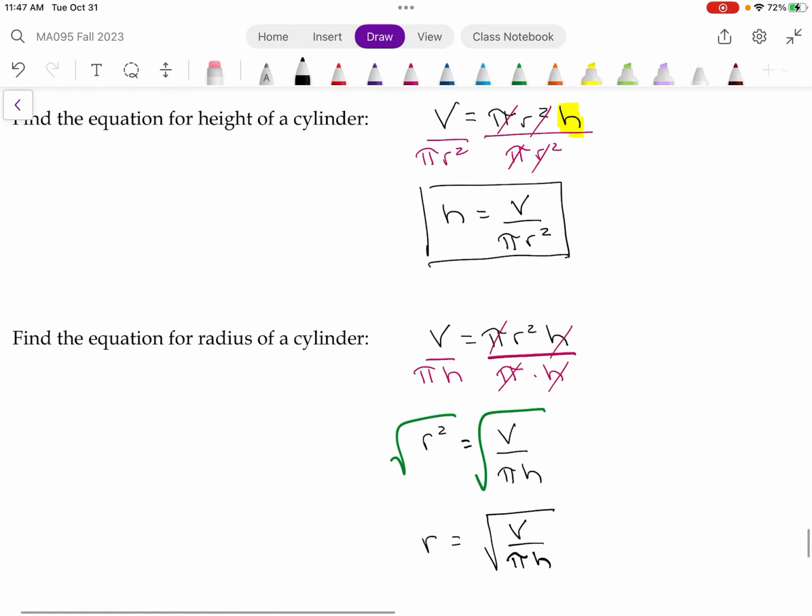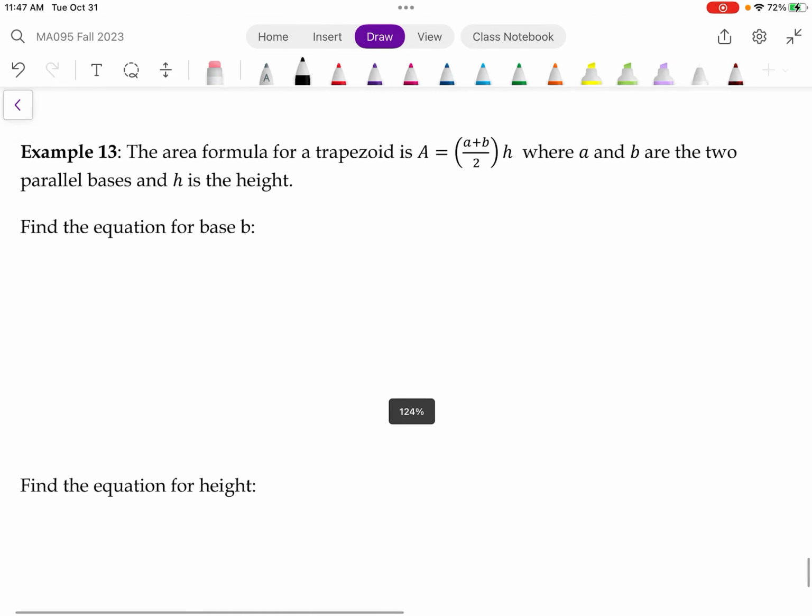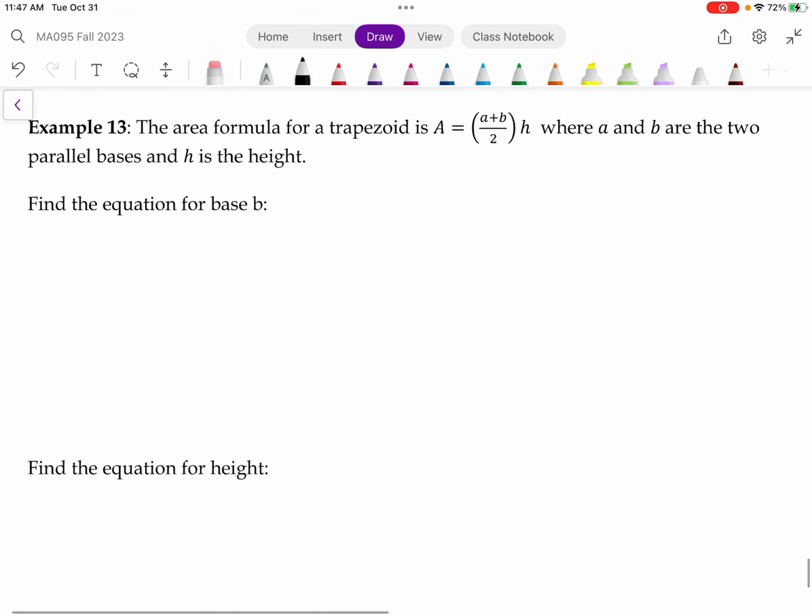All right, we have, I think, one more. So the area formula for a trapezoid is given right here, where a and b are the two parallel bases and h is the height. So a trapezoid looks like something like that. And this would be maybe the smaller base, and this is the bigger base, and this is the height. Okay, so that would give us the formula for the area. So we're supposed to find the equation for the base B. So pause the video and see if you can figure it out.